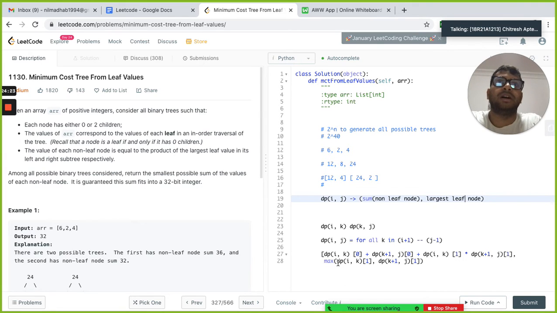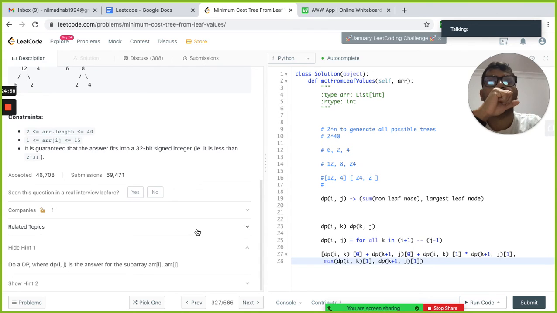And we have to update the largest leaf node, that will be the maximum of the largest leaf node of i to k and the largest leaf node of k plus 1 to j. And we directly have the value of dp of ii. Yeah. So we can try to solve it this way. Do you think this should work? Yes, I think we can try this.